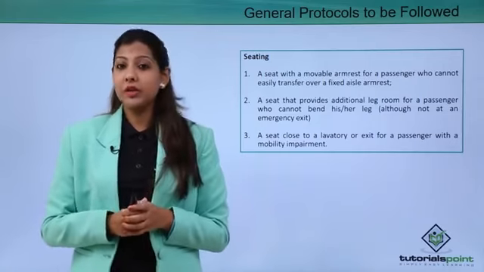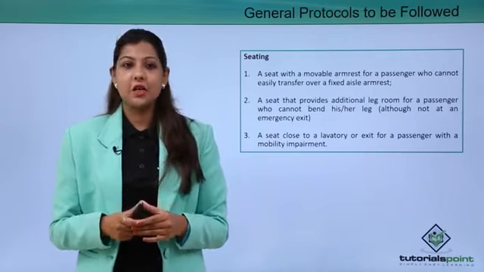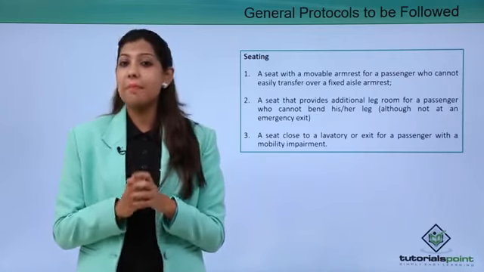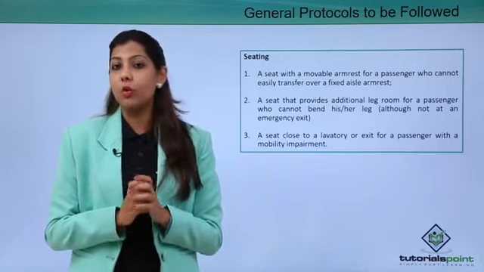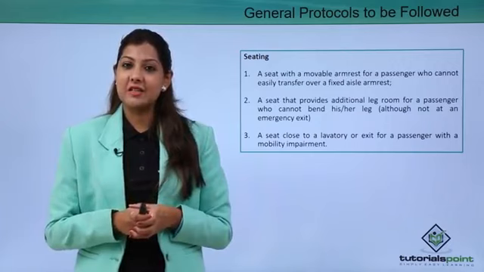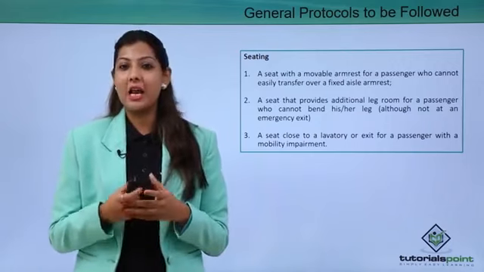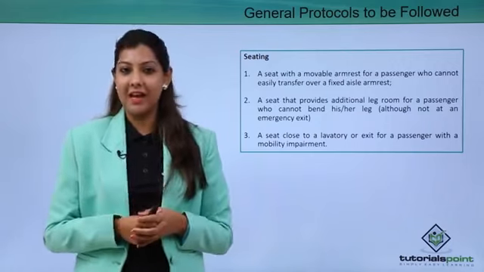Then again, one more important thing needs to be followed is, on the overwing exit, you should never ever let a passenger with reduced mobility or a wheelchair sit at the overwing exit, because during an emergency they will never be able to open the door and help the other people in evacuation.